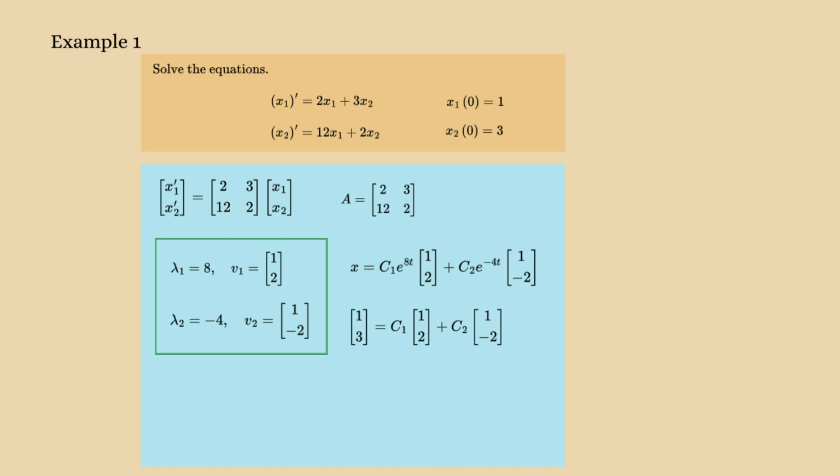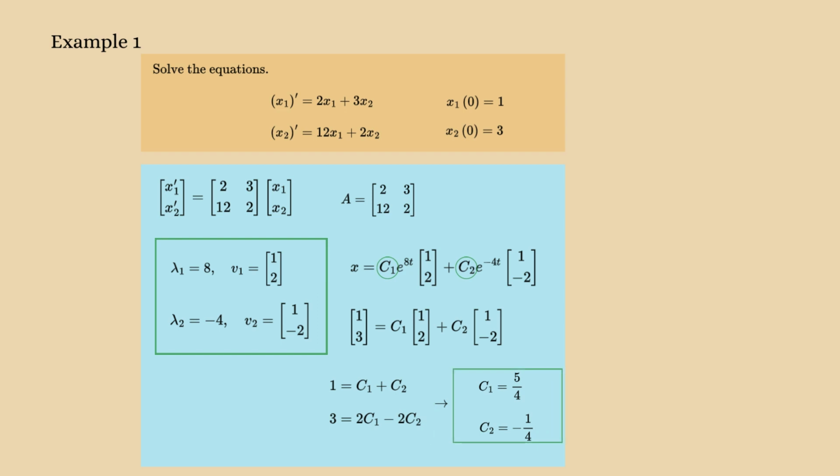In order to solve this matrix equation, let's look at different components. The first component will give us 1 is equal to c1 times 1 plus c2 times 1. The second component will give us 3 is equal to c1 times 2 plus c2 times negative 2. So we got a system of equations for c1 and c2. We can either use substitution or subtraction method to solve this system of equations, and finally we should get c1 is equal to 5 over 4 and c2 is equal to negative 1/4.